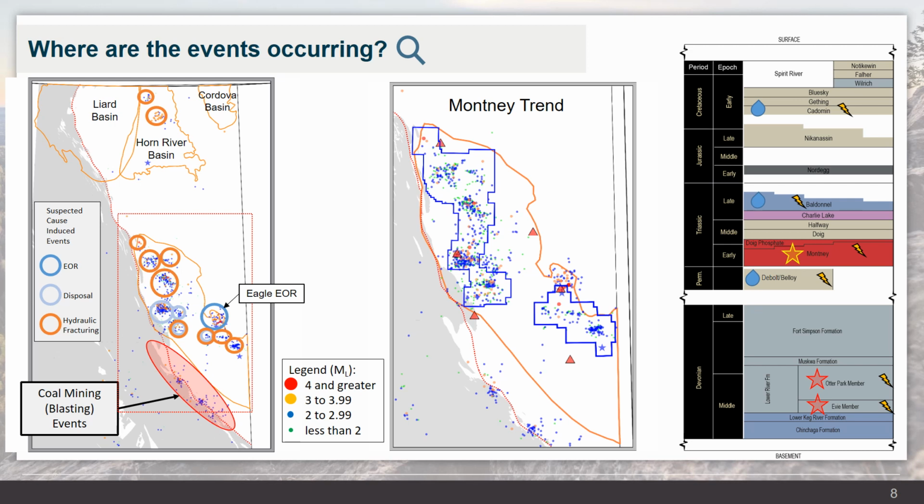The Montney Trend is the focus of this presentation. The Montney Trend is approximately 100 kilometers wide and 300 kilometers long. It can be further subdivided into two sub-areas referred to as the South Montney and the North Montney. Combined, these two areas have had 80 events of greater than magnitude 3, with those primarily being related to hydraulic fracturing.